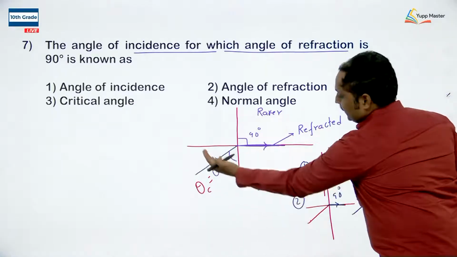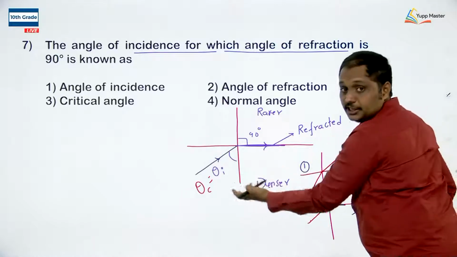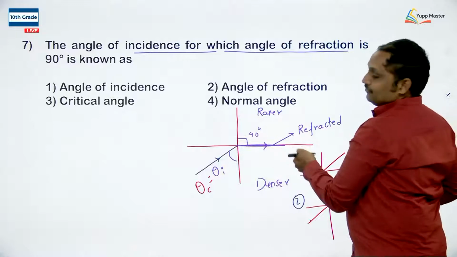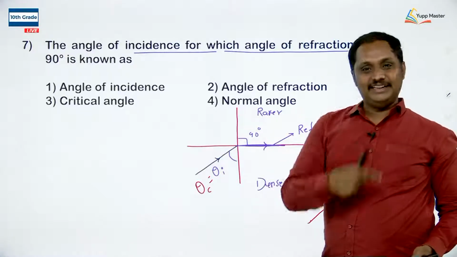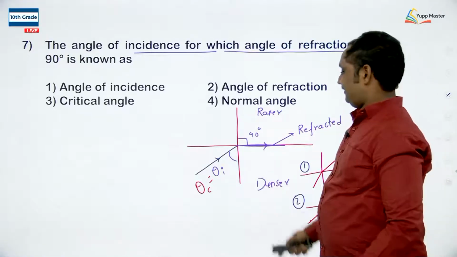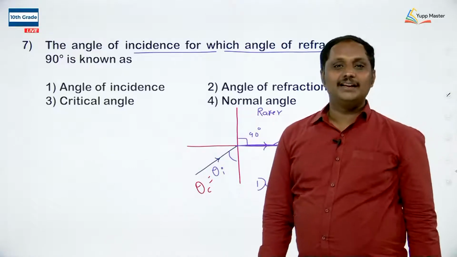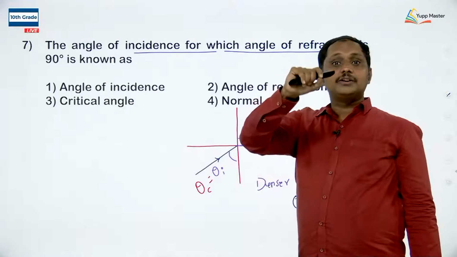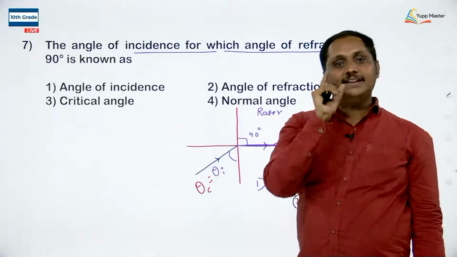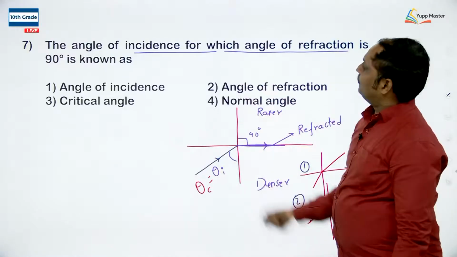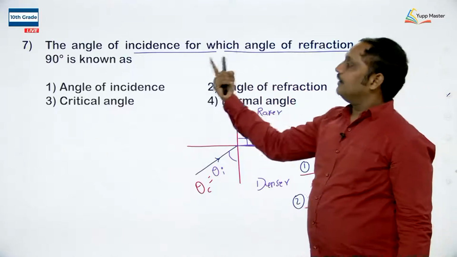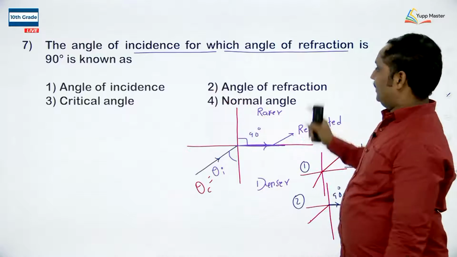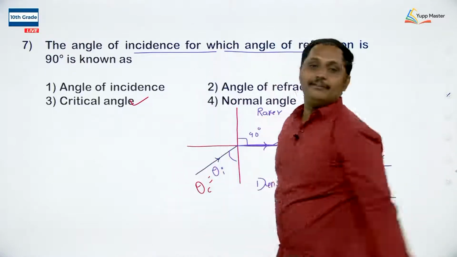So, you are further increasing the angle, and at a particular angle the angle of refraction becomes 90 degrees; that is called the critical angle. So, how can you define the critical angle? It is the angle of incidence at which the angle of refraction must be 90 degrees, that is the condition. The angle of incidence for which the angle of refraction is 90 degrees is known as the critical angle.